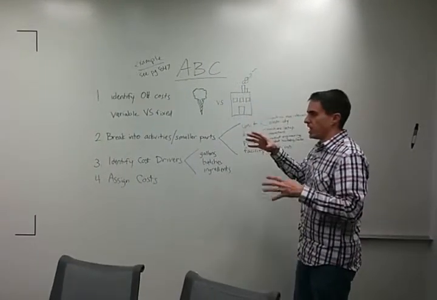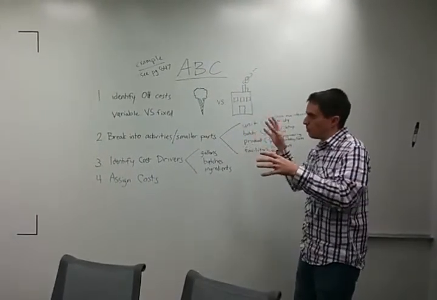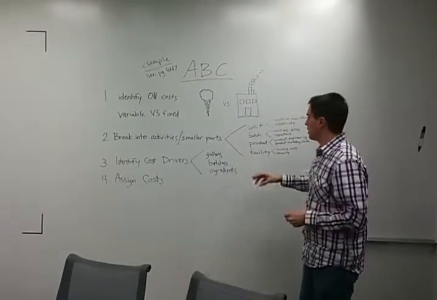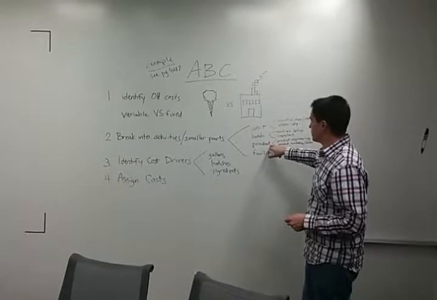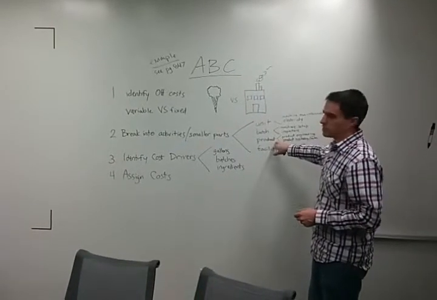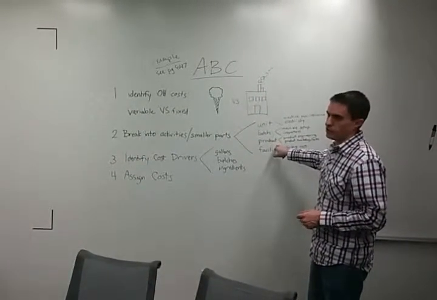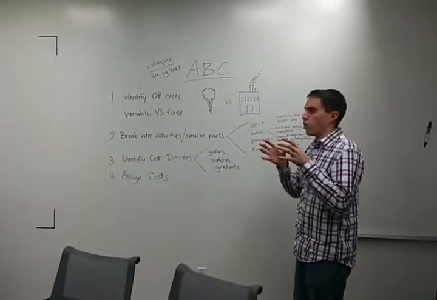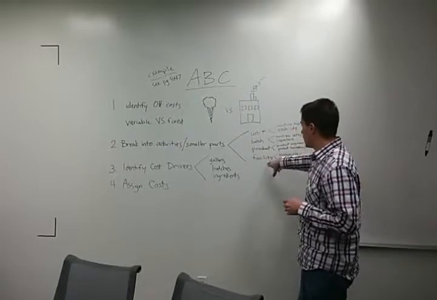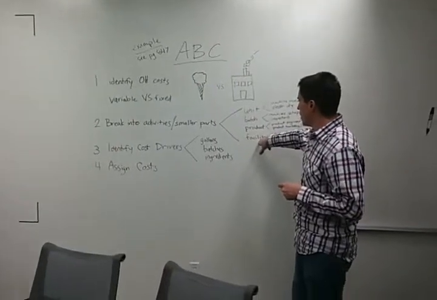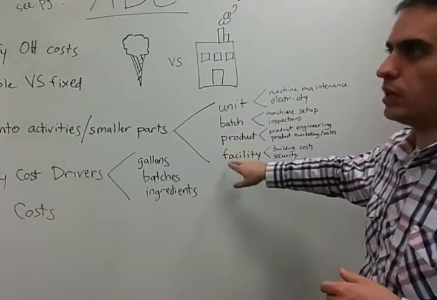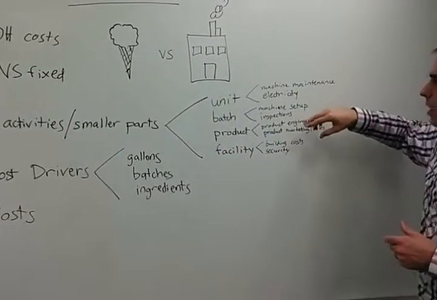Batch is every time you make that one kind of ice cream, you're doing a batch run of it, and then you clean the machines and put a different product in. That's your batch. Product is costs that are assigned to the product level, so not necessarily creating a batch, but creating a product. We'll go to the cost in a second. Facility is costs that are higher level, your CEO's salary, your insurance costs, things like that.